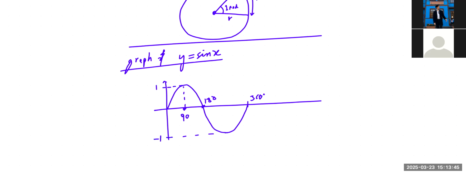And what else? That's pretty much it. If you want to be fancy, you can say that this is 270 because 180 plus 90 is 270. But that's essentially all you need to know about a sine graph.